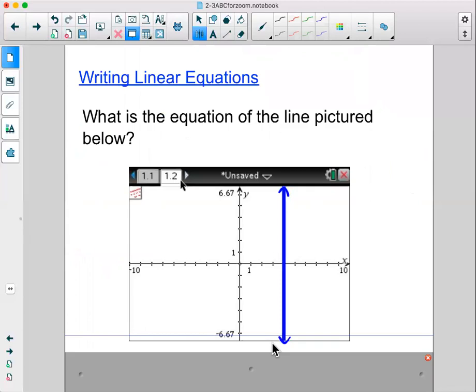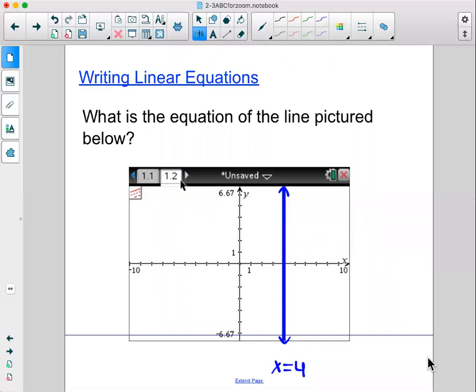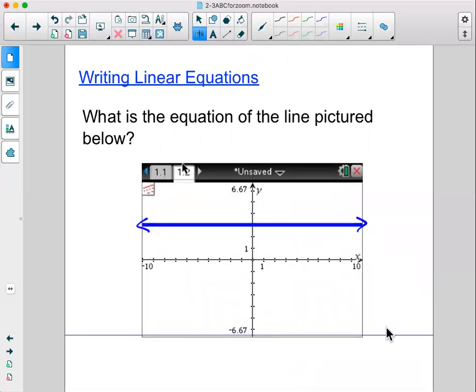What about a vertical line? A vertical line, 1, 2, 3, 4. We see that x is always 4. No matter what y is, I always go to the right 4. No matter what my height, I just go to the right 4. So for vertical lines, it's always going to be x equals something, and for horizontal lines, it's always going to be y equals something.